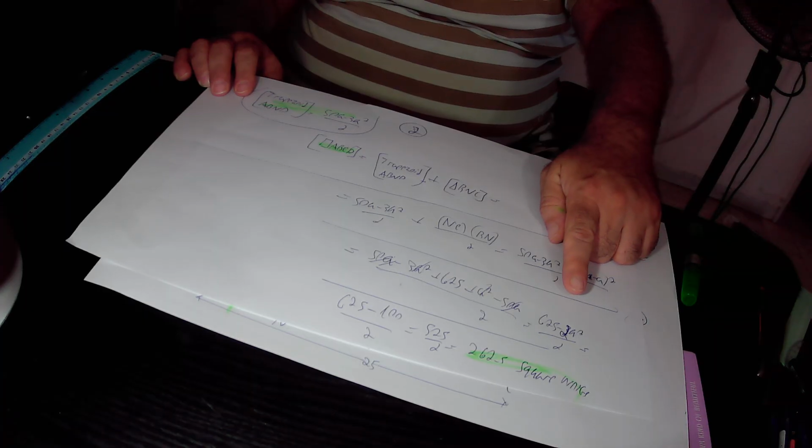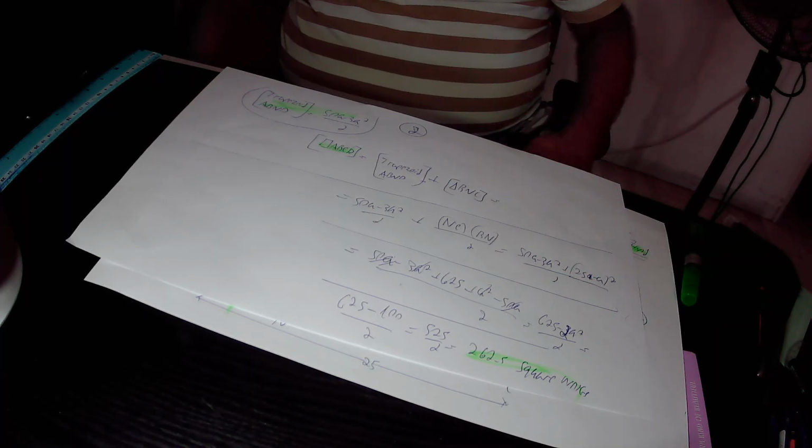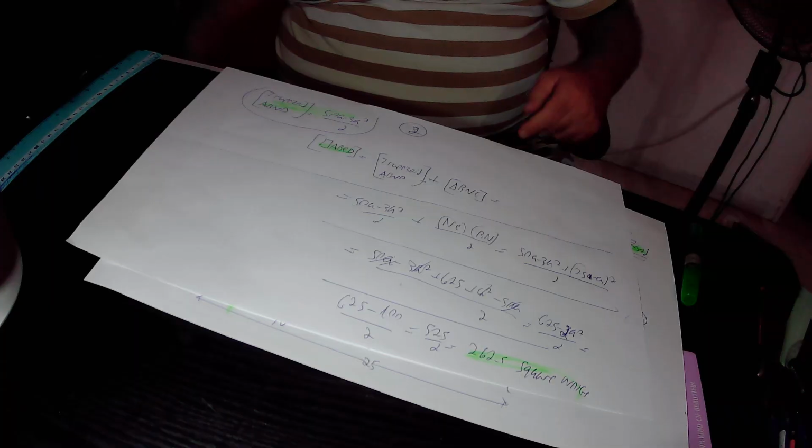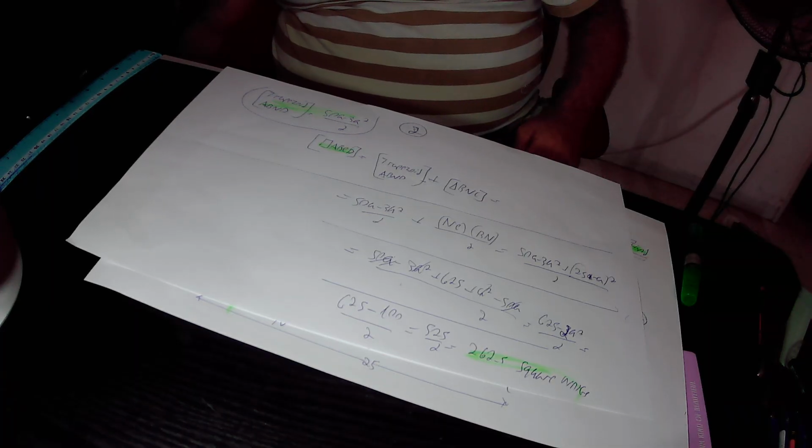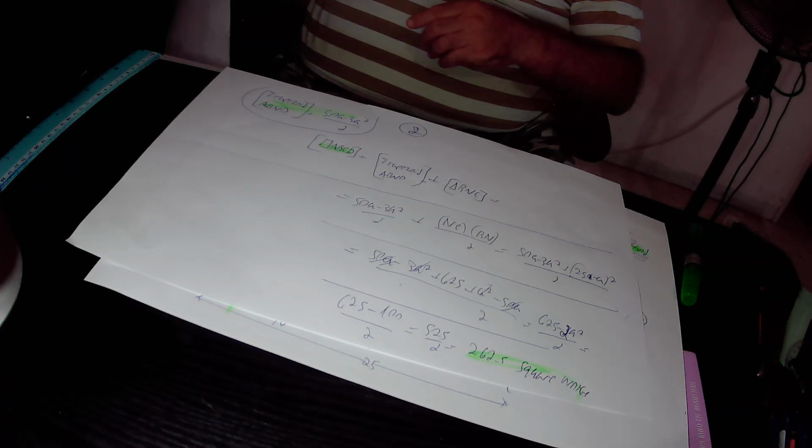But we have already found out that 2A squared equals 200.